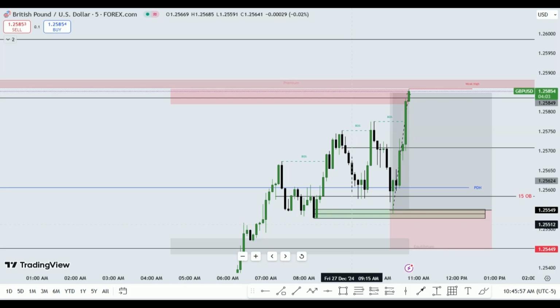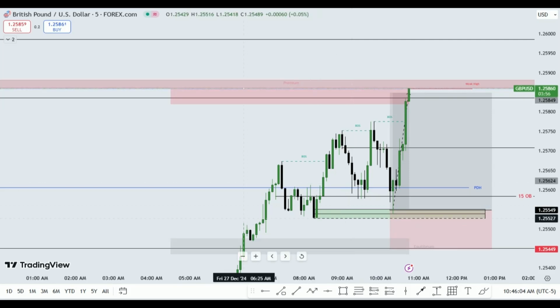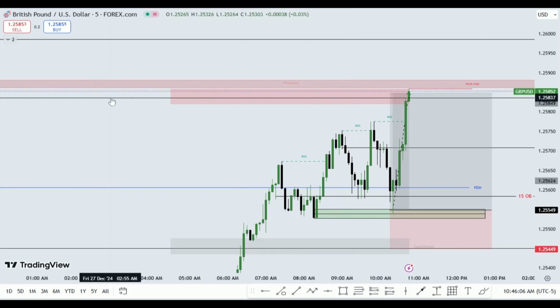So before we select this setup, what we are seeing here is, we know the market is supposed to hit this level first, and then the second level, this level.